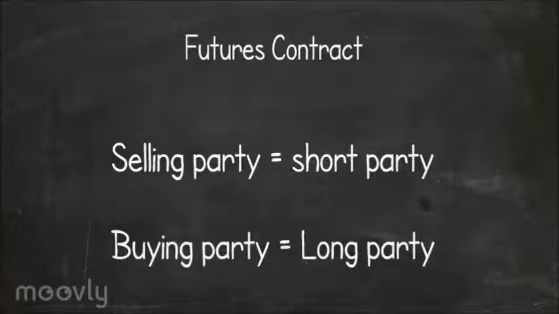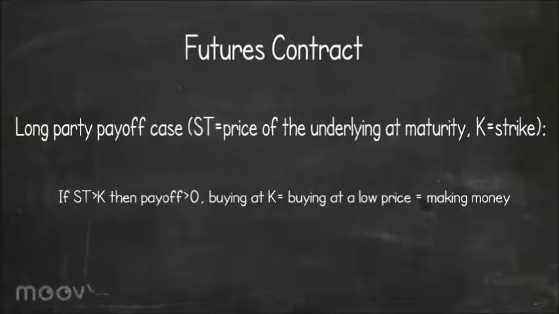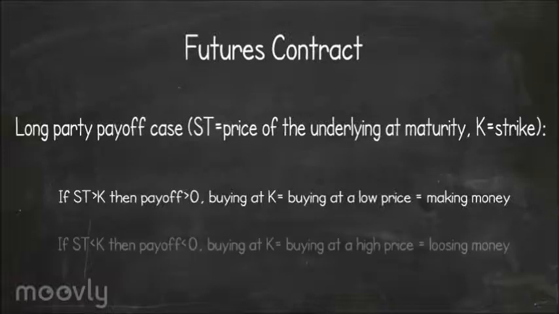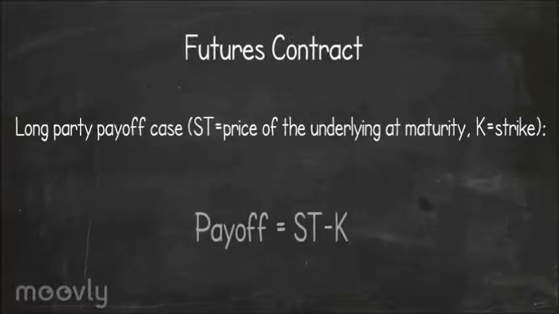The long party would make money if and only if the price of the underlying at maturity is higher than the strike price, meaning if he or she can buy low. On the other hand, he or she would lose if it's the other way around, which means that the payoff for the long party can be written ST minus K, with ST being the price of the underlying at maturity and K being the strike.